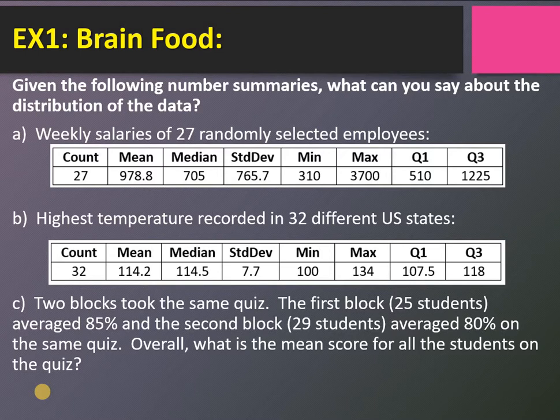There's nothing to compare this to. What's another word for what can you say about the distribution of the data? Describe. And when we describe, what do we need for describe? Shape, center, spread, any outliers or unusual features, and always in context. So go for it.